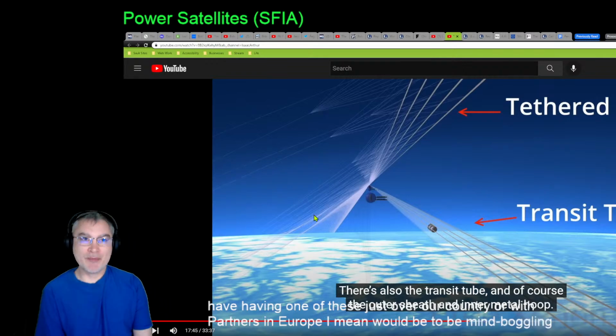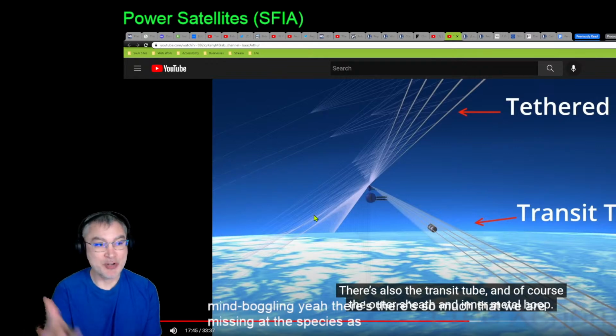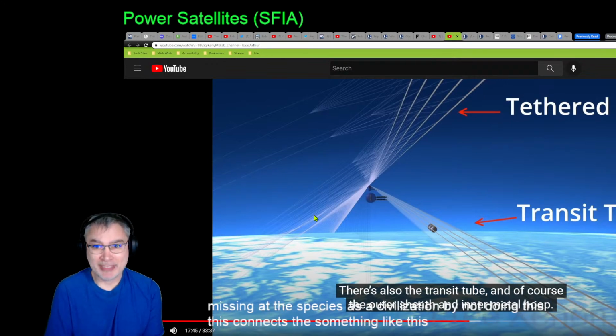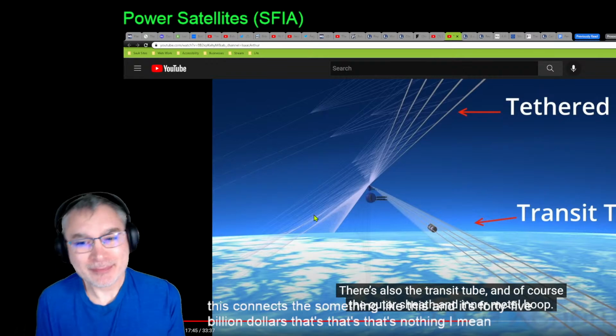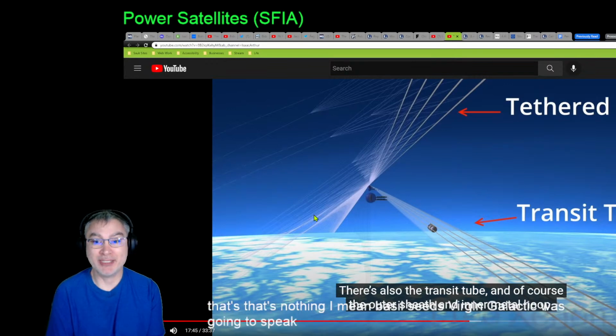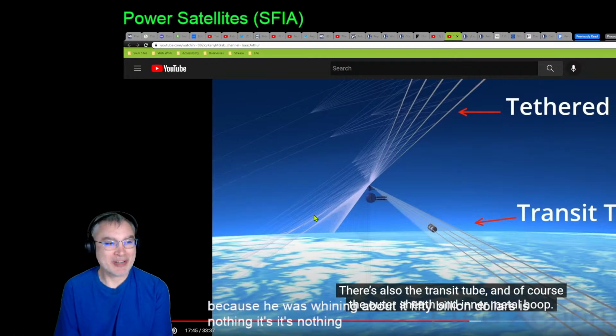There's so much that we are missing as a species, as a globalized civilization, by not doing this, because this connects. There's something like this. You know, it's $45 billion. That's nothing. Bezos' Virgin Galactic was going to just be given $10 billion because he was whining about it. $50 billion is nothing. It's nothing for Congress.